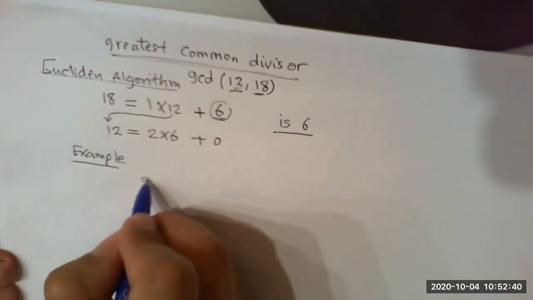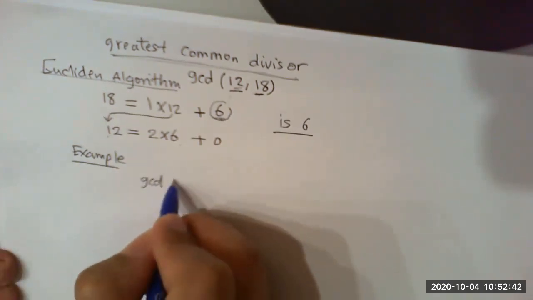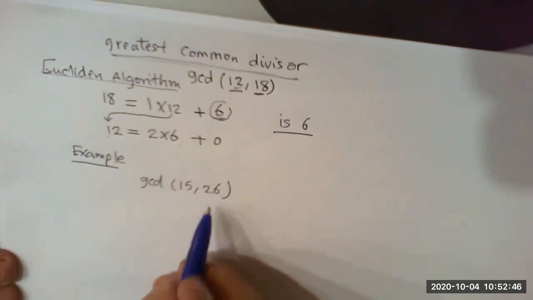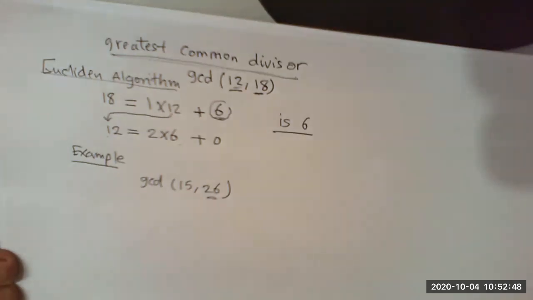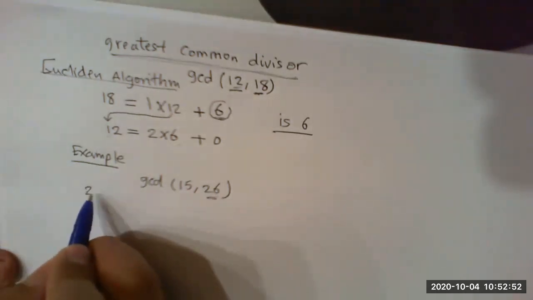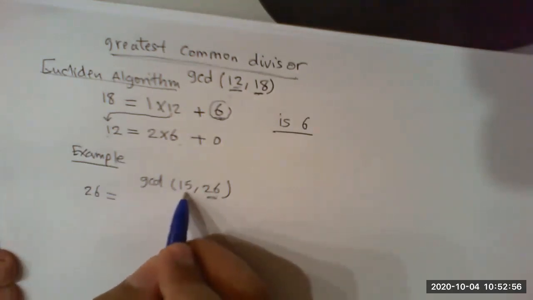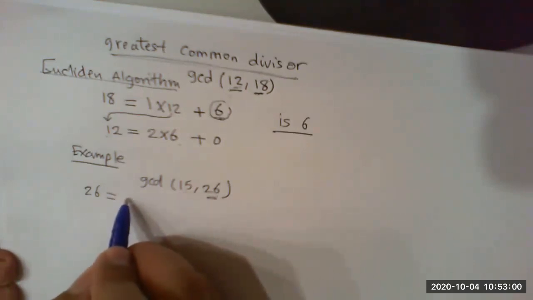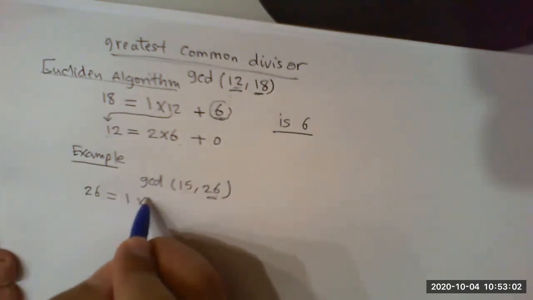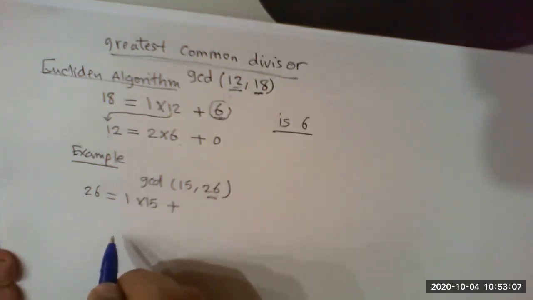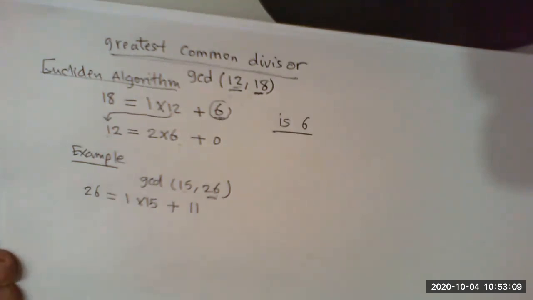If I want to get the greatest common divisor of 15 and 26, I take the biggest number, which is 26. It is how many of 15? The only way is 1 times 15, exactly. And the remainder is what? The remainder is 11.